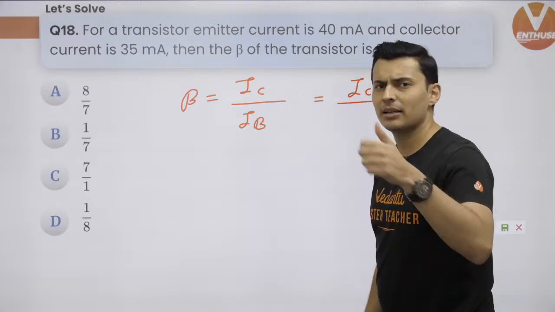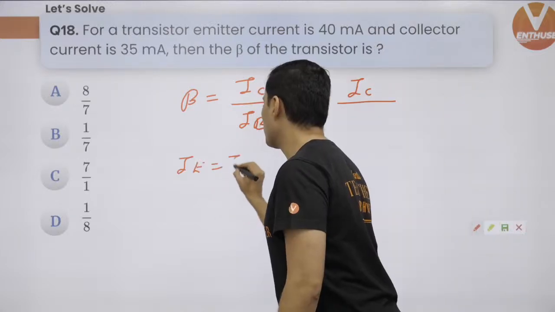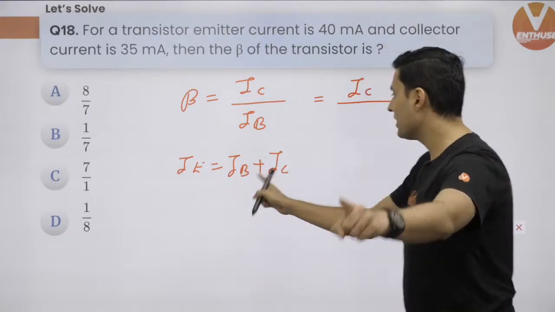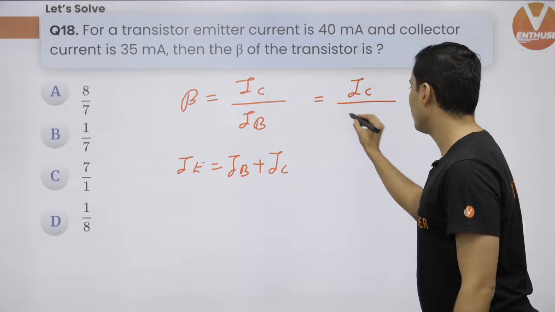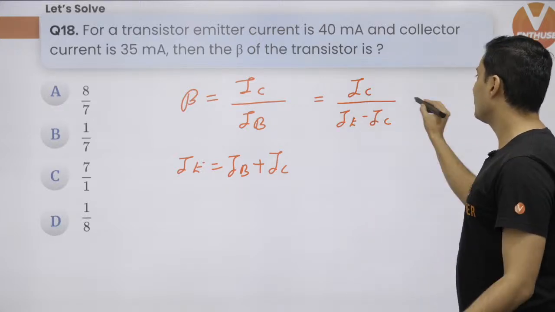Now what is the base current? Don't you know that emitter current is actually base current plus the collector current? So just rearrange. What is the base current? It will be emitter current minus the collector current. That's it. Now just substitute the values.